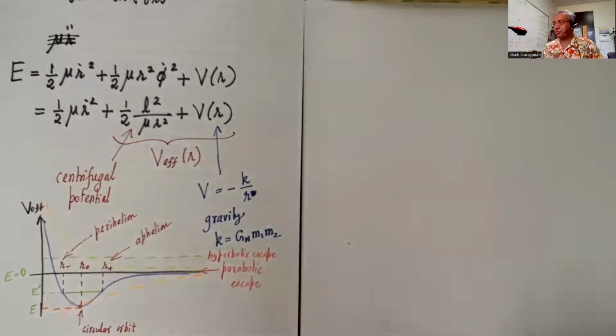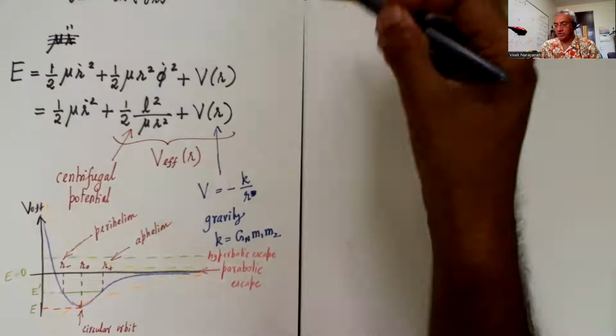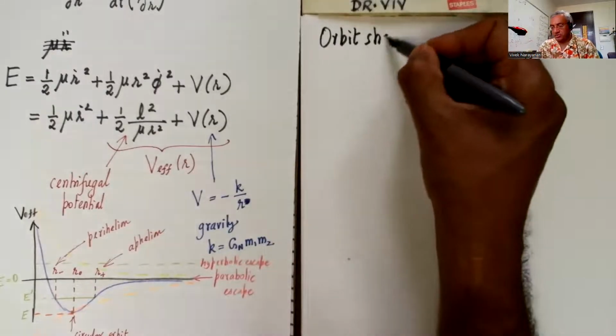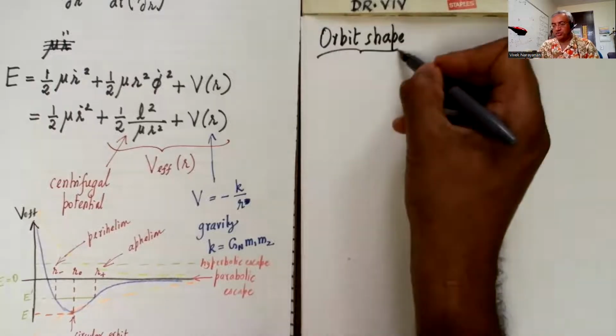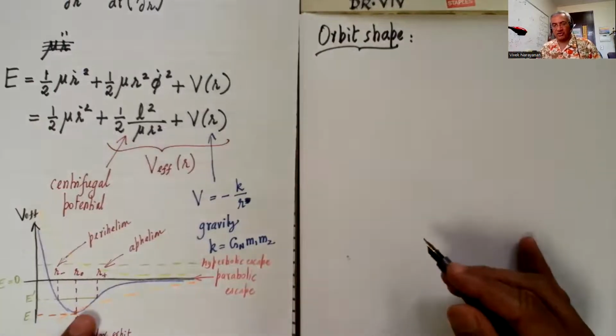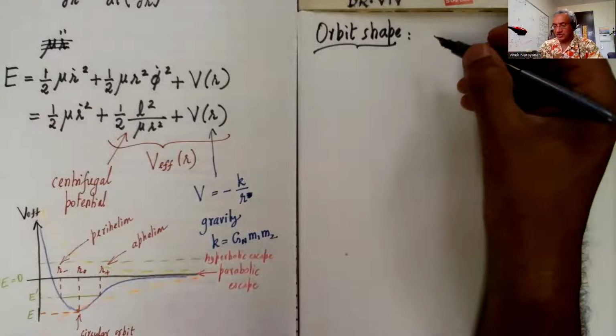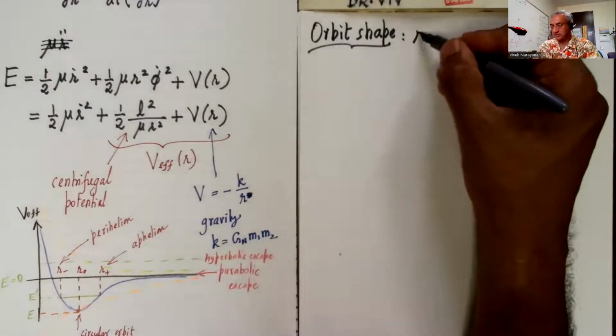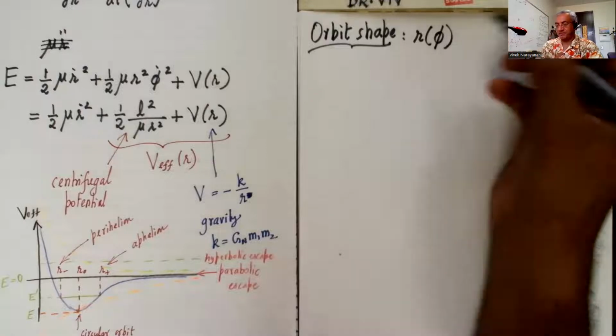I can get the shape either as phi as a function of r, or r as a function of phi. So you have two options for orbit shape. So I'm now trying to move towards the great proof of ellipse that Newton gave. Let's choose r as a function of phi.